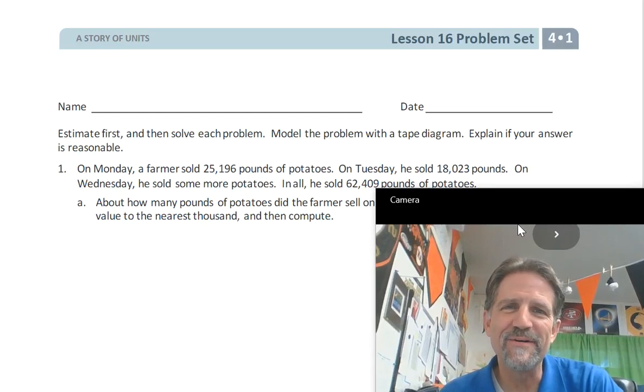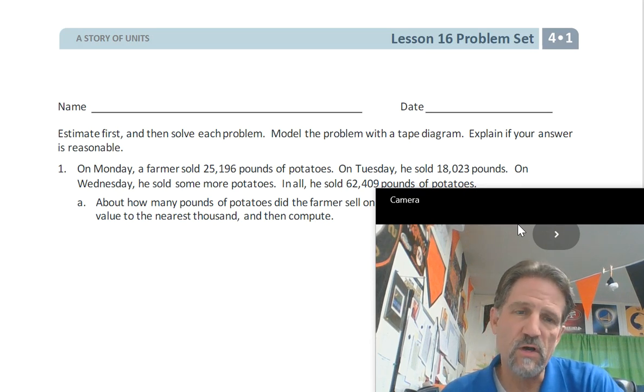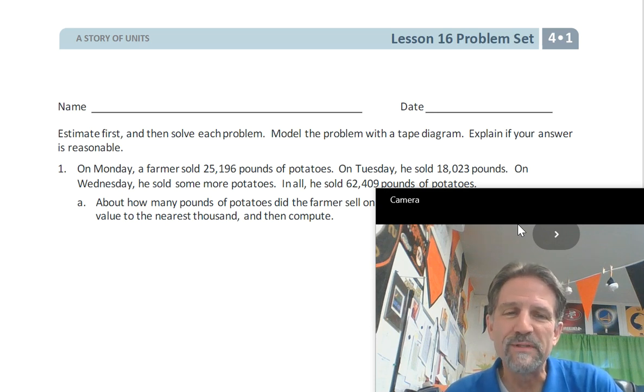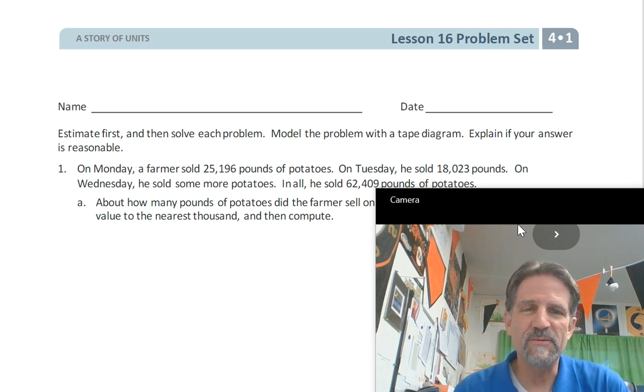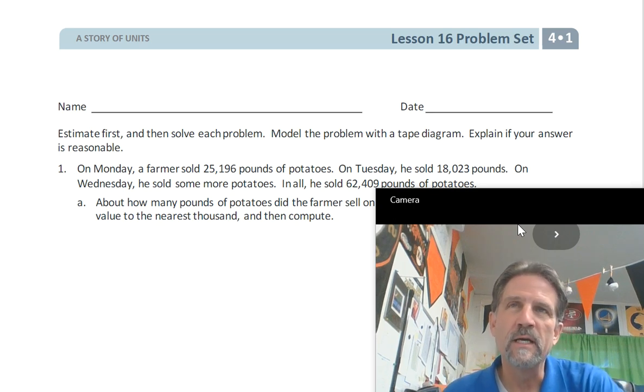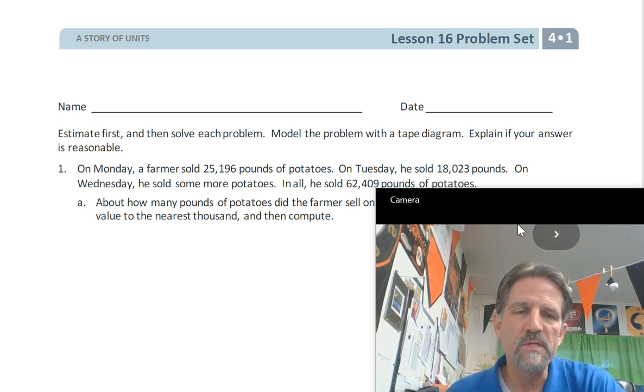Alrighty, let's get started with Module 1, Lesson 16, the problem set. In this problem set, as you can see behind me here, it's word problems time again. So we're going to solve two-step word problems, using the standard subtraction algorithm, fluently modeled with tape diagrams, and assess the reasonableness of the answers. That's quite a mouthful, just to say that we're going to be doing word problems using tape diagrams and the standard subtraction algorithm. All right, let's get started.